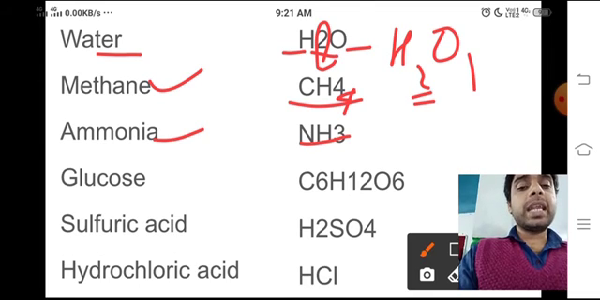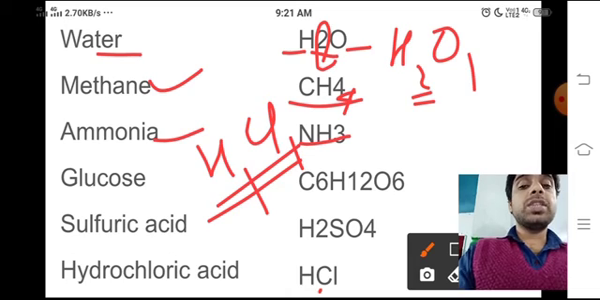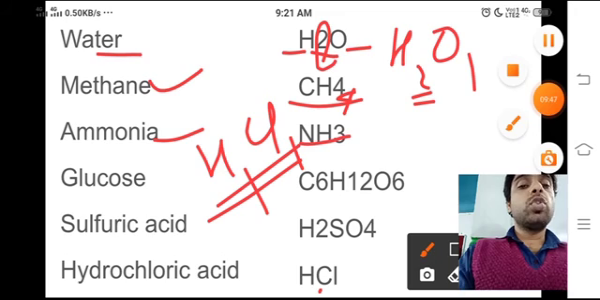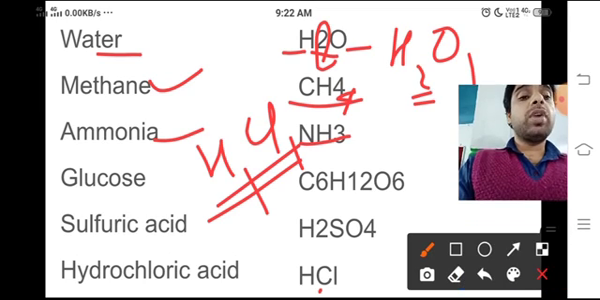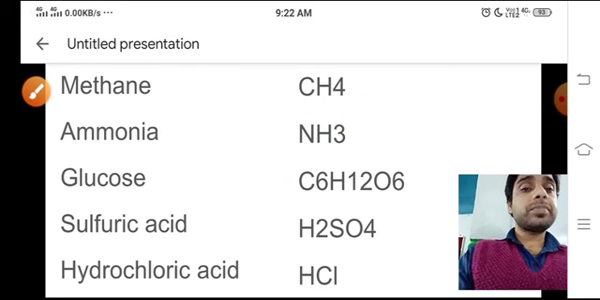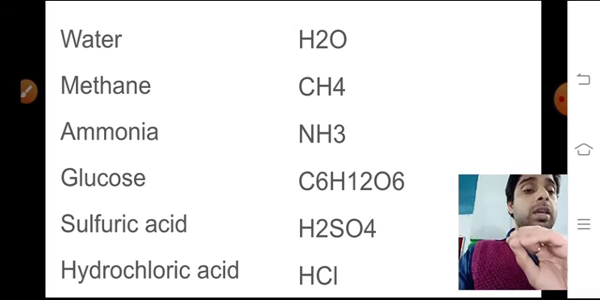Sulfuric acid, and then hydrochloric acid. Here I will write HCl, with subscript 1. This one is also 1. So the total number of atoms in this case is 1 and 1: hydrogen is 1 and chlorine is 1. So there is no need to write such a thing. In the case of a single atom, you don't have to write anything. In the case of more than one, you write the subscript. So this is all about the chemical formula.